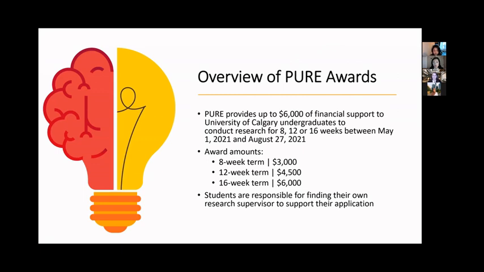So we just want to make a note for students who may not be that familiar with the PEER program, that students are responsible for finding their own research supervisor. When you apply for a PEER award, you need to submit an application, but you also need a research supervisor to support your application and submit a reference in order to be fully considered for a PEER award. So students are responsible to find a supervisor, and that's usually done between now and the application deadline, which is in early February. Next slide, please.